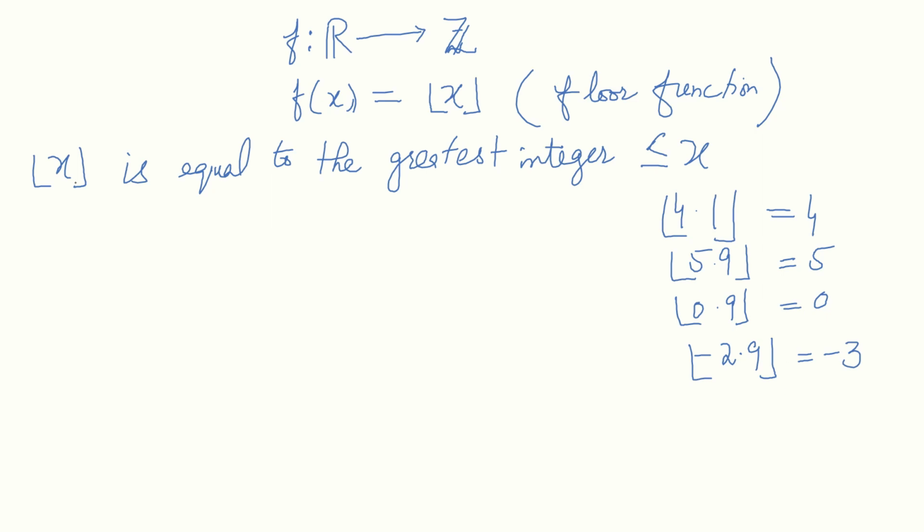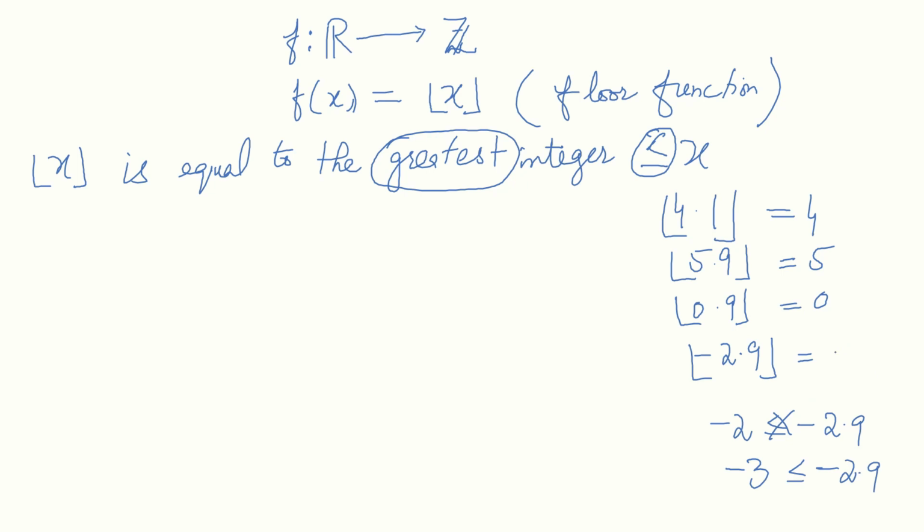Why? Look at the definition. It is the greatest integer less than or equal to x. If we suppose it is -2 instead of -3, then -2 is not less than -2.9. Is it? No. The greatest integer which is less than or equal to -2.9 is -3. Therefore, floor of -2.9 is -3, not -2. Likewise, floor of -6.8 is equal to -7.